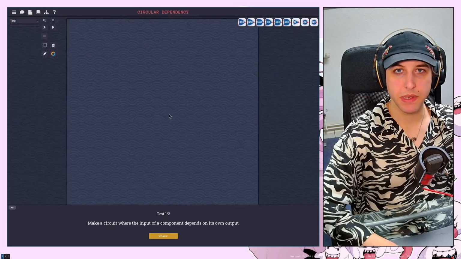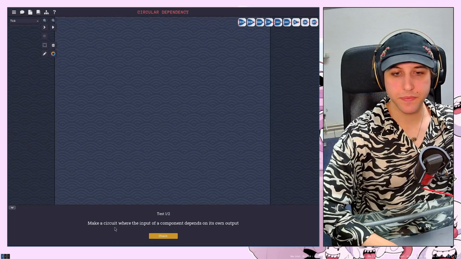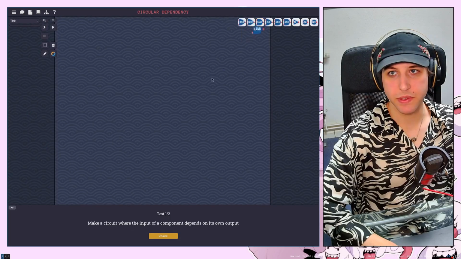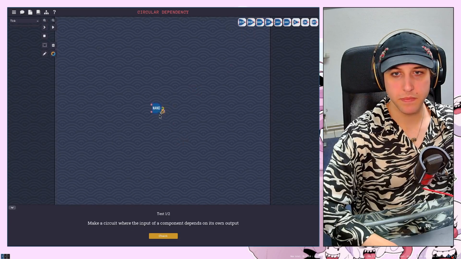The circular dependency. Yeah, well, make a circuit where the input of a component depends on its own output. That would be this, which creates an error instantly.